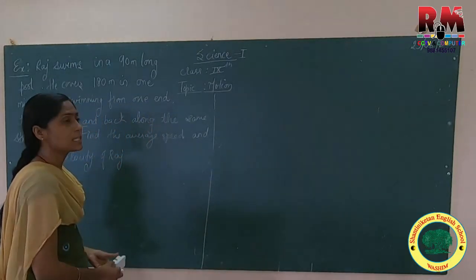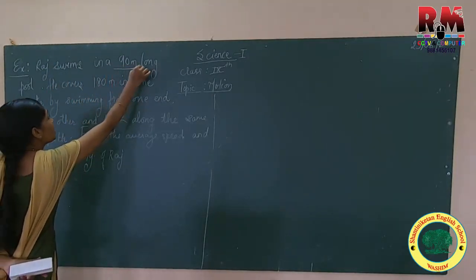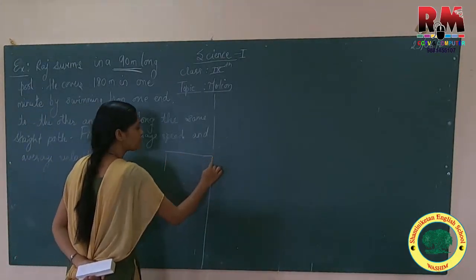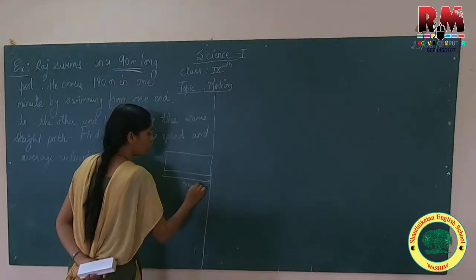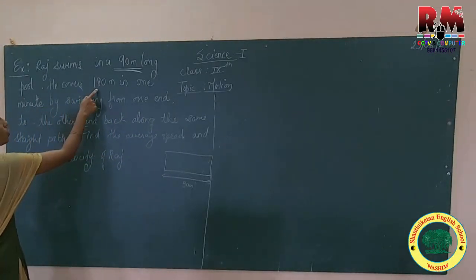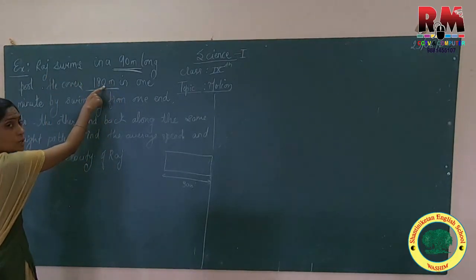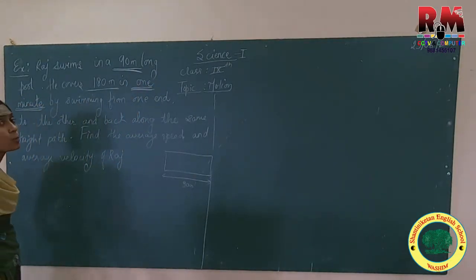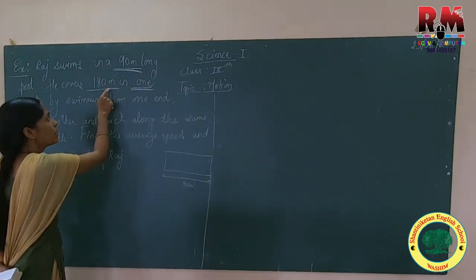Okay, so we'll see this problem. Raj swims in a 90-meter long pool. So the length of the pool is how much? This is the length of the pool, 90-meter long. So this length is how much? 90 meter. Now he covers 180 meter. Okay, Raj is covering how much? 180 meter in 1 minute. Time how much he is taking for covering 180 meter? 1 minute. Don't get confused in this 90 meter and 180 meter.